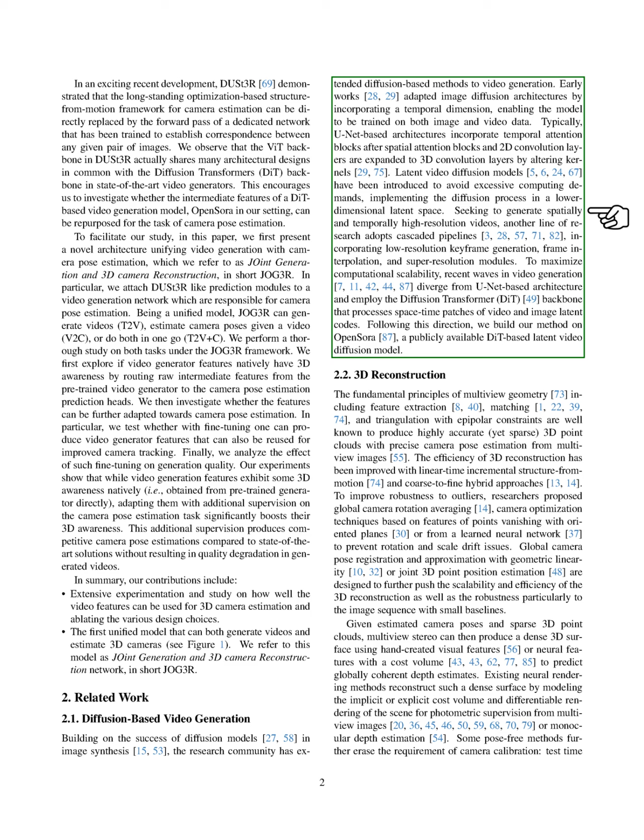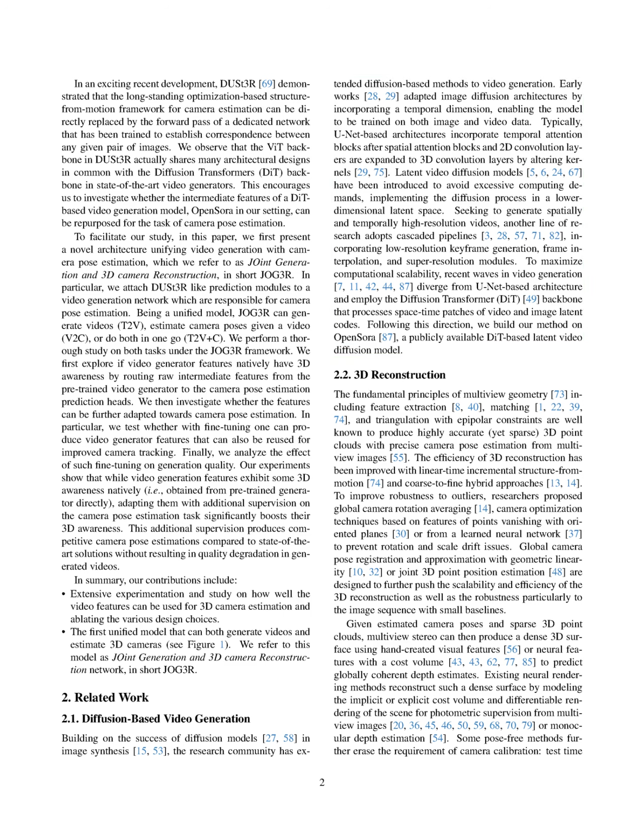To reduce computational demands, latent video diffusion models have been developed, operating in a lower dimensional latent space. Additionally, some research has focused on generating high-resolution videos through cascaded pipelines, which include keyframe generation, frame interpolation, and super-resolution modules. Recently, there has been a shift from U-Net-based architectures to using the diffusion transformer DiT backbone, which processes space-time patches of video and image latent codes. Our method is built on OpenSora, a publicly available DiT-based latent video diffusion model.